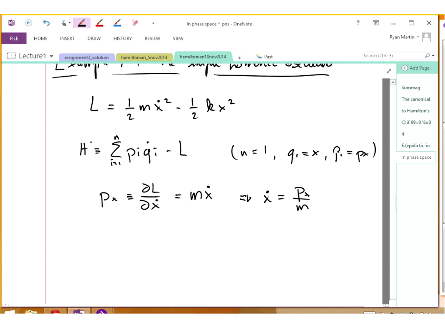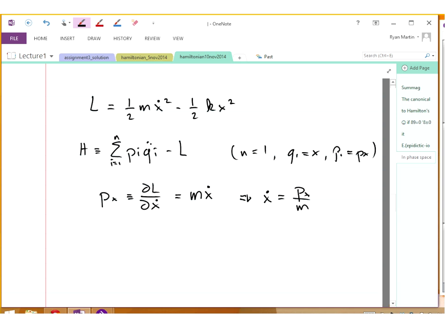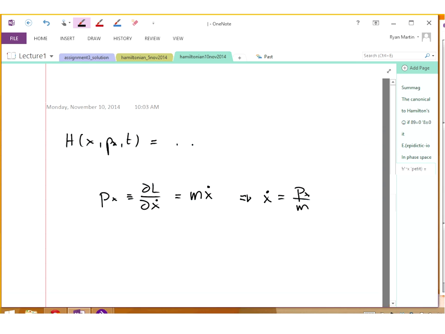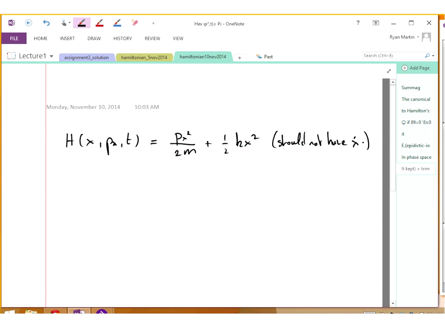So the Hamiltonian, which is a function of x, Px, and possibly t, needs to be written as Px squared over 2m plus a half k x squared. So it should not have x dot in it. So that's our Hamiltonian.